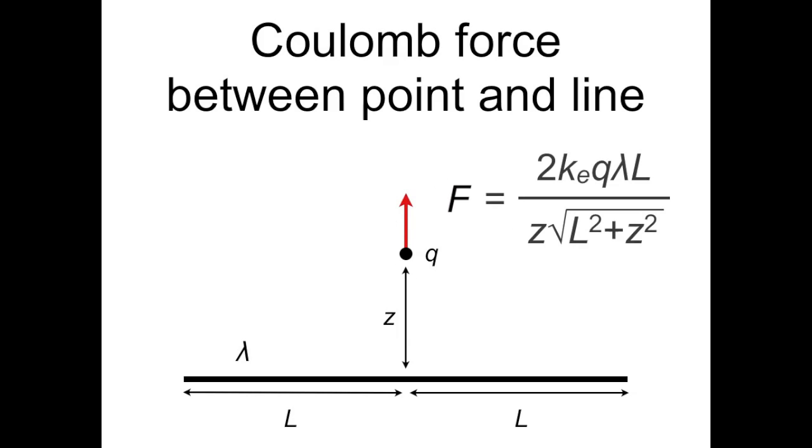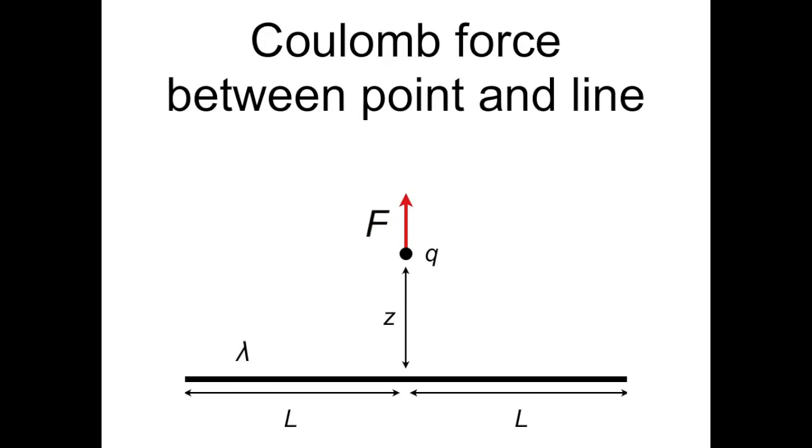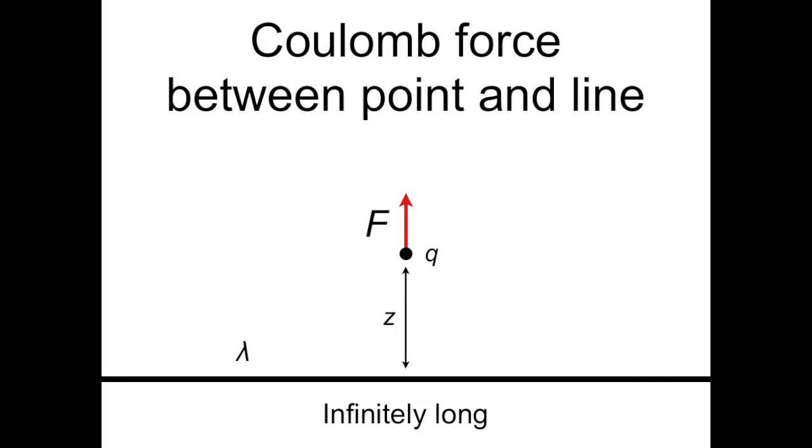Well, it's 2kQ lambda L over z root L squared plus z squared. We'll be proving this here. The sign of this result also indicates whether the force is repulsive, as we've drawn it here, or attractive. Now what happens if the line is infinitely long? Well, if the line still has a charge density of lambda, then the force is now 2kQ lambda over z. We'll be proving this result as well.